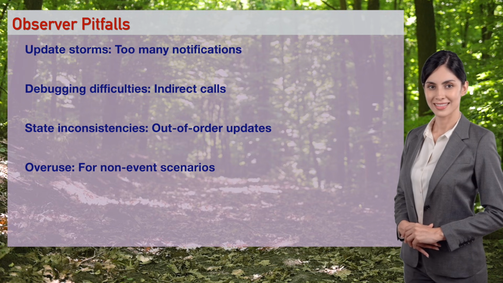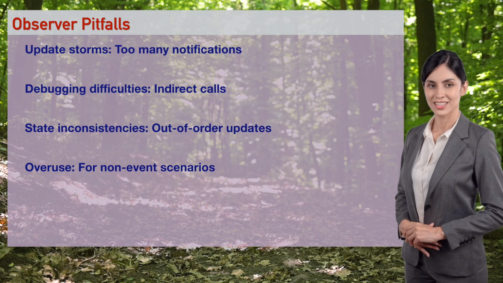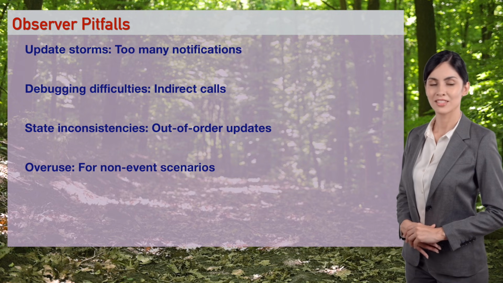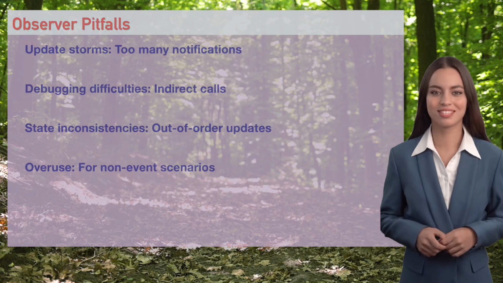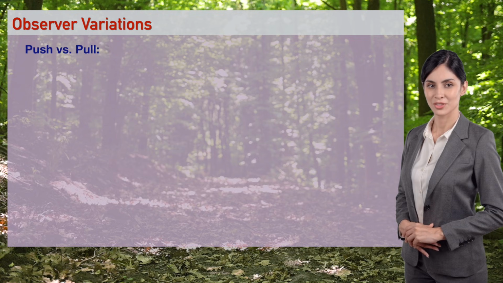Pitfalls with Observer: update storms, where a single change triggers an overwhelming cascade of notifications, bogging down performance. Debugging can be challenging due to the indirect nature of calls between subjects and observers. There's risk of state inconsistencies if updates occur out of order in concurrent environments. And overuse in scenarios that aren't truly event-based can complicate code unnecessarily. Vigilance keeps it effective.